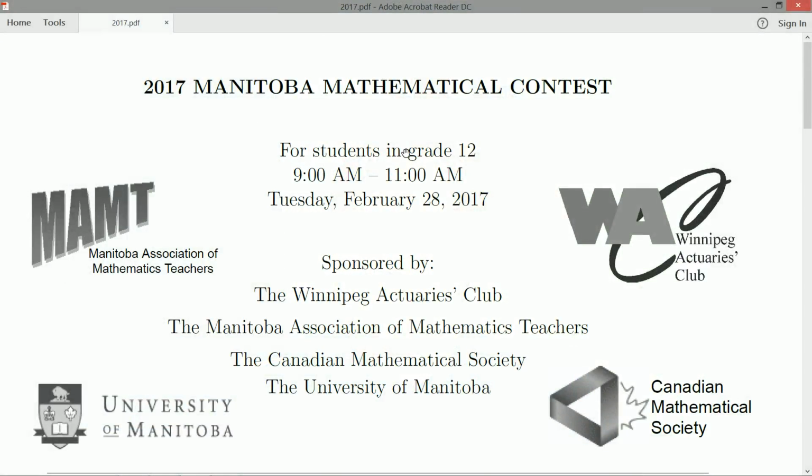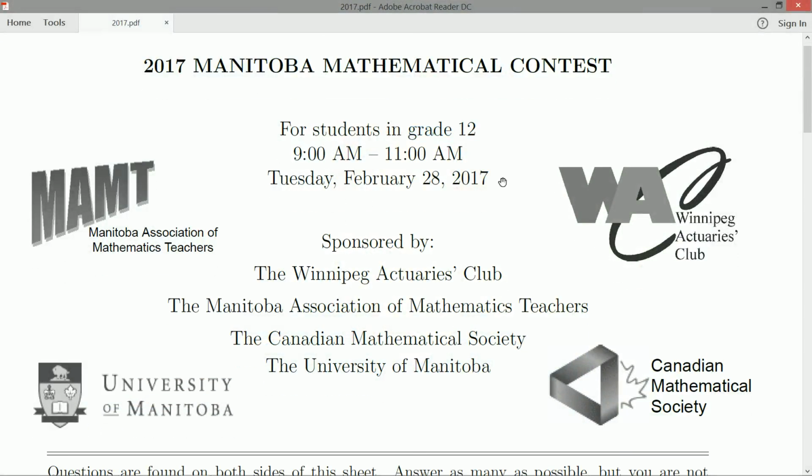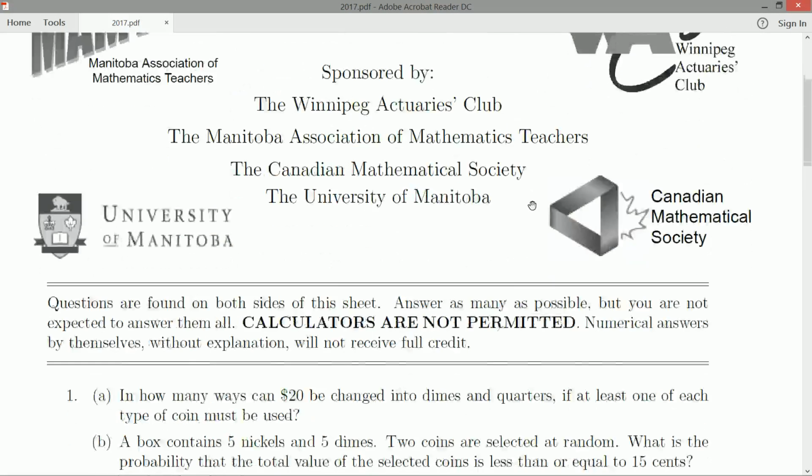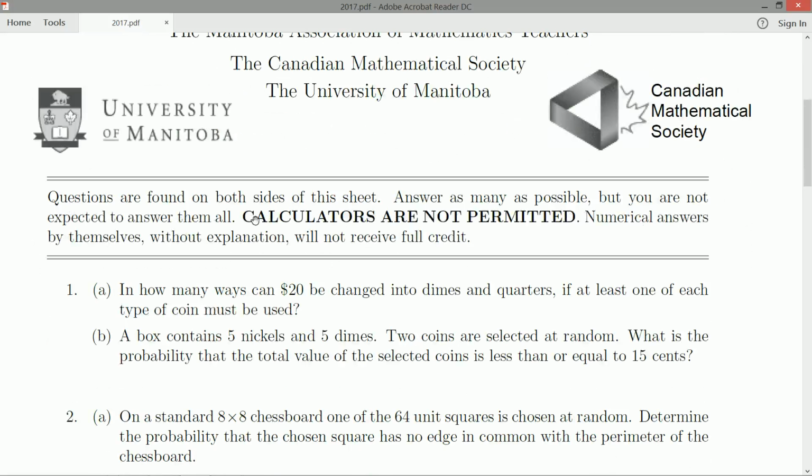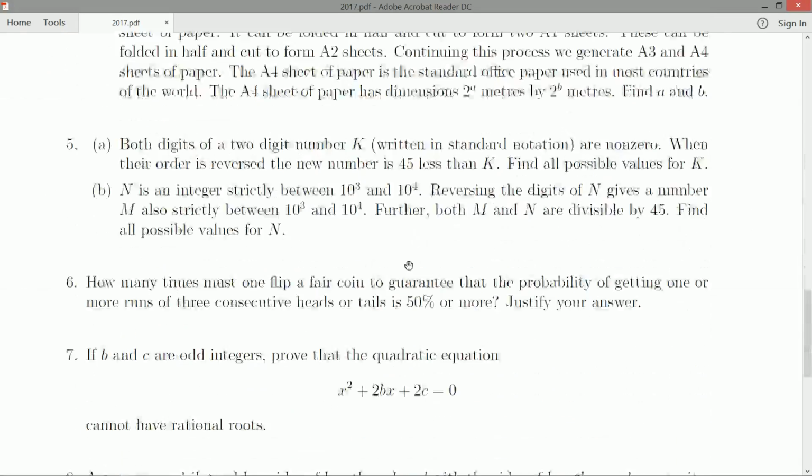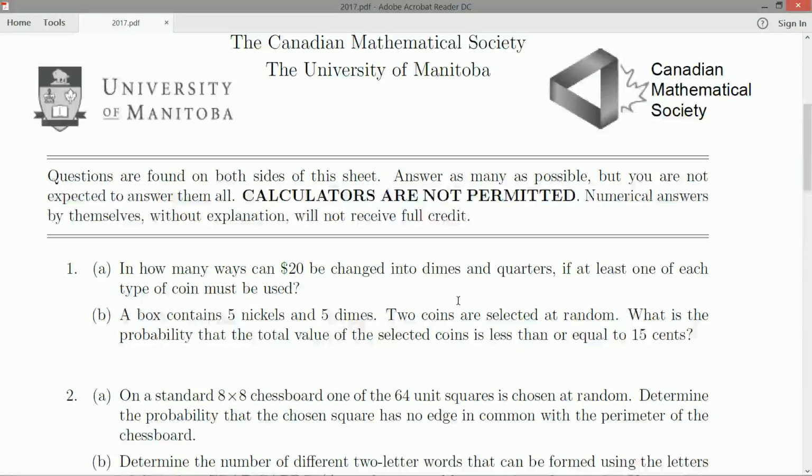2017 MMC, or Manitoba Math Contest. 2 hours. It's for students in grade 12. It's written the same day as the Pascal, Cayley, and Fermat from Waterloo, and I like this idea. They give something for the grade 12 students to do as well on that day. Things to note in general: calculators aren't allowed. You need to explain everything. 10 questions on the whole thing. It's a nice little contest. I like these, and as usual, I'm just going to go question by question, video by video.